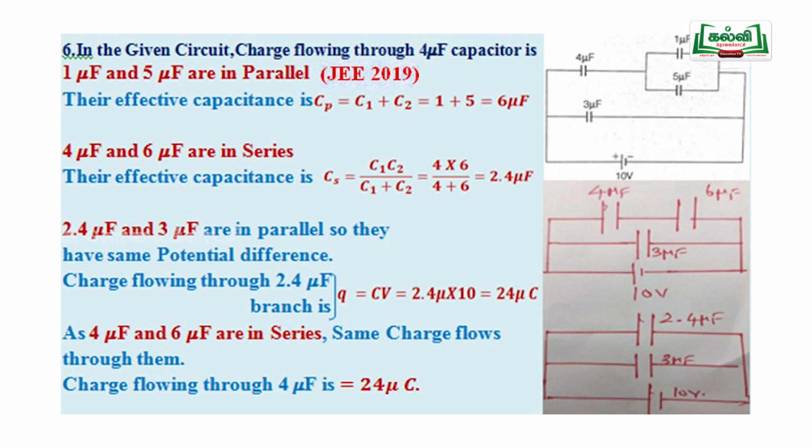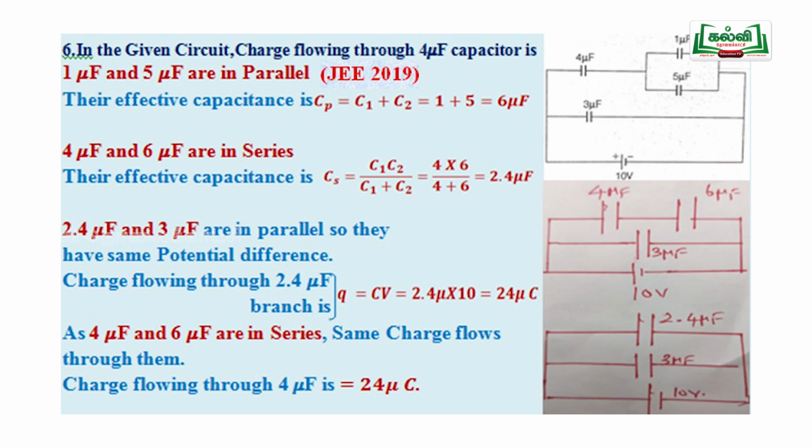So, now we go for the previous circuit. From where we are getting this 2.4 micro farad, 4 and 6 were in series. So, we got the effective capacitance. Now, the charge flowing through 2.4 micro farad is 24 micro coulomb. Then definitely, since 4 and 6 are in series, same charge would have been flown through 4 and 6.